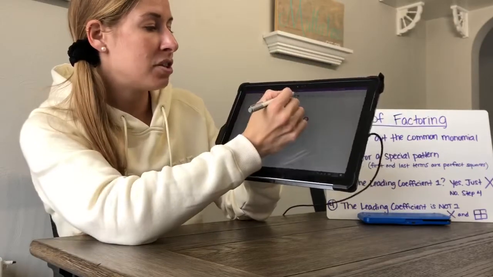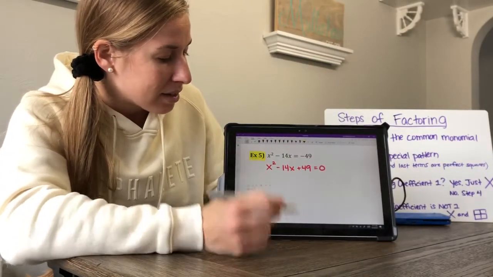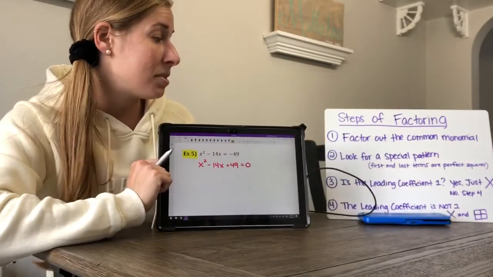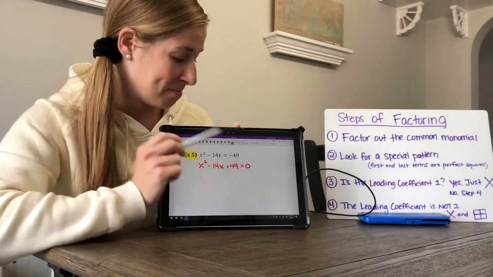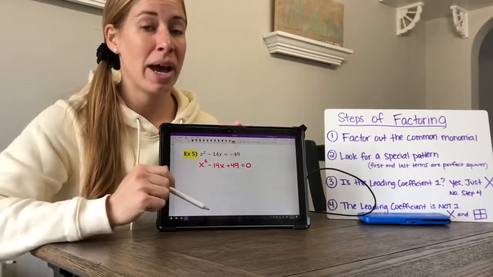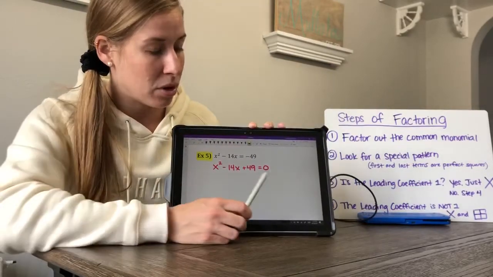I'm going to have you finish that one on your own. Okay, factor that and solve for x. Follow the steps. Is it a special pattern? Maybe. Or, again, if you forget the patterns, you can always do it the long way, the x or the x in box if you want to. Okay.